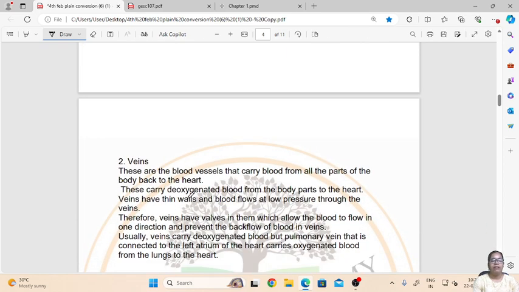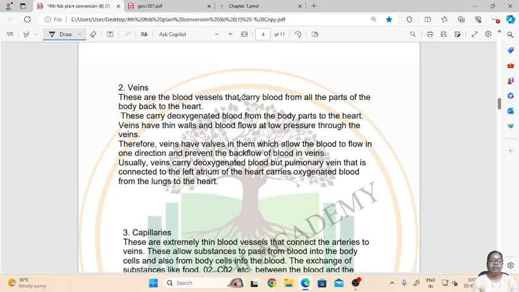Now let us see what veins are. Veins are blood vessels that carry blood from all parts of the body back to the heart. They carry deoxygenated blood from the body parts to the heart. Veins have thin walls and blood flows at low pressure through the veins. Therefore, veins have valves in them which allow the blood to flow in only one direction and prevent the backflow of the blood in veins. Usually veins carry deoxygenated blood, but the pulmonary vein, that is connected to the left atrium of the heart, carries oxygenated blood from the lungs to the heart.